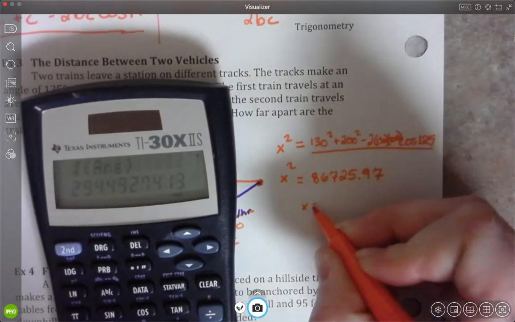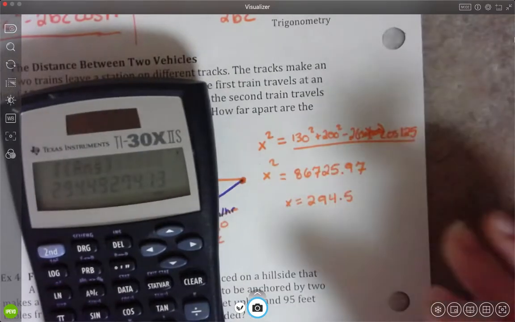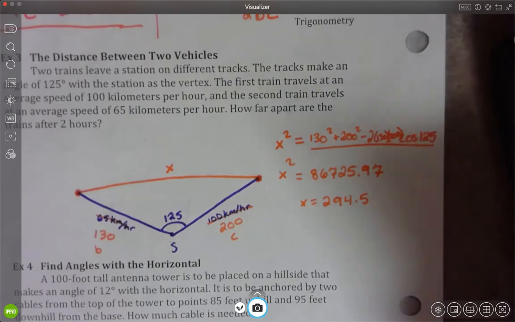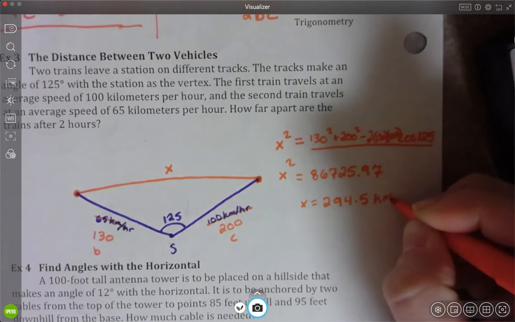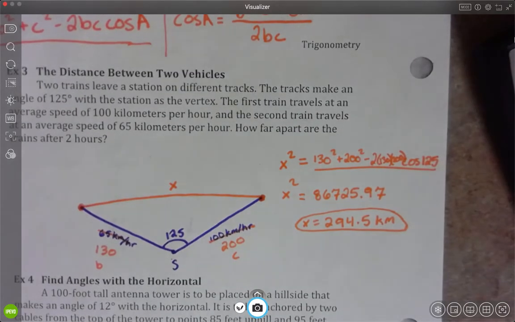And x is going to be 294.5-ish. Now think about what that means. 294.5 will be the kilometers, since we're in kilometers, the distance that they are apart from each other after 2 hours. So 294.5 kilometers.